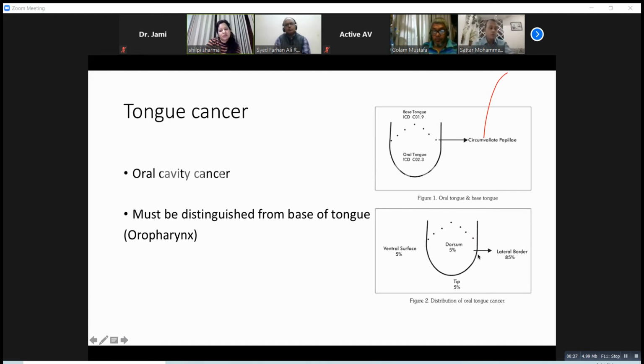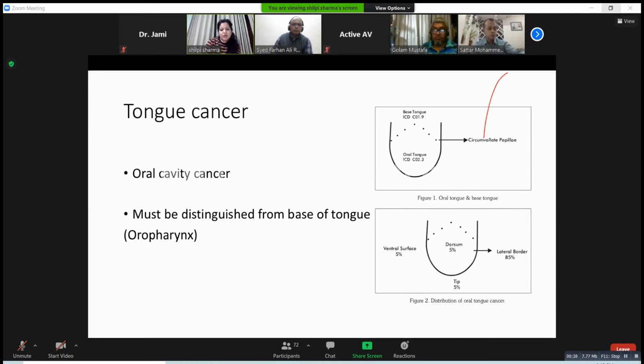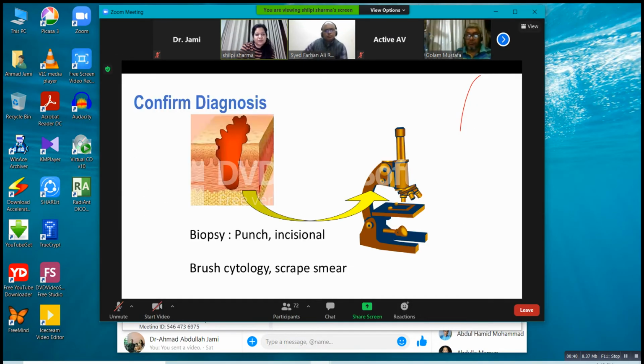Now, oral cavity or anterior two-third tongue cancer, the most common site of involvement, 85% of the time, is the lateral border of the tongue, and then dorsum, ventral surface, and tip are the next most common sites of involvement, but in very, very small percentage. It's only about 5% each.